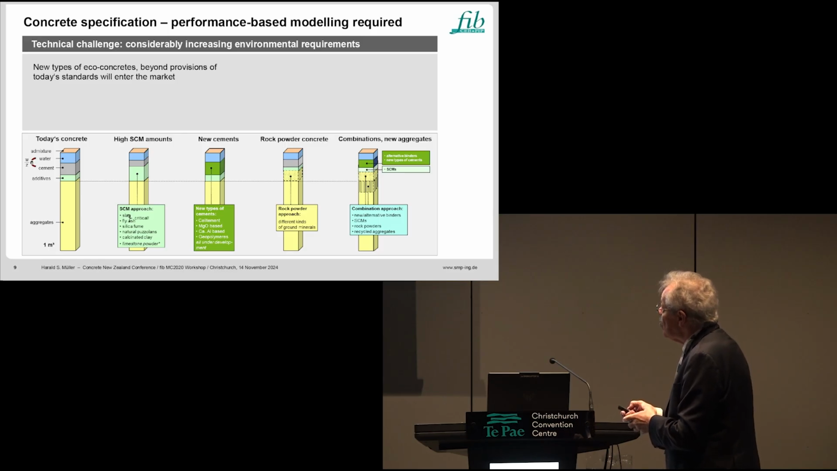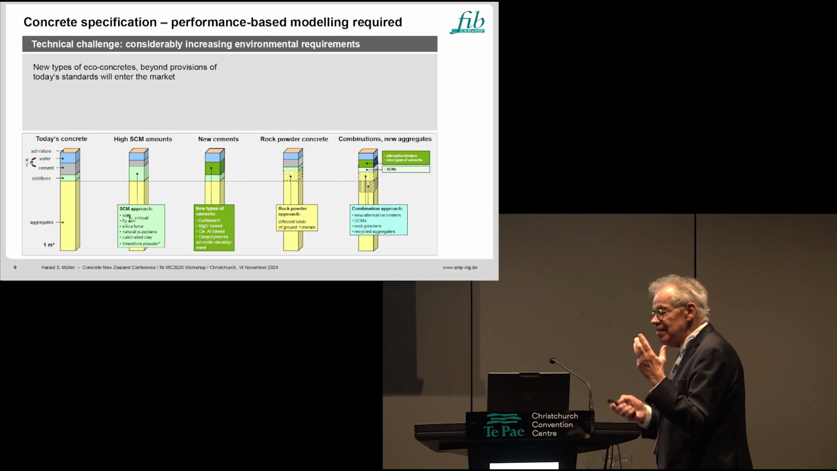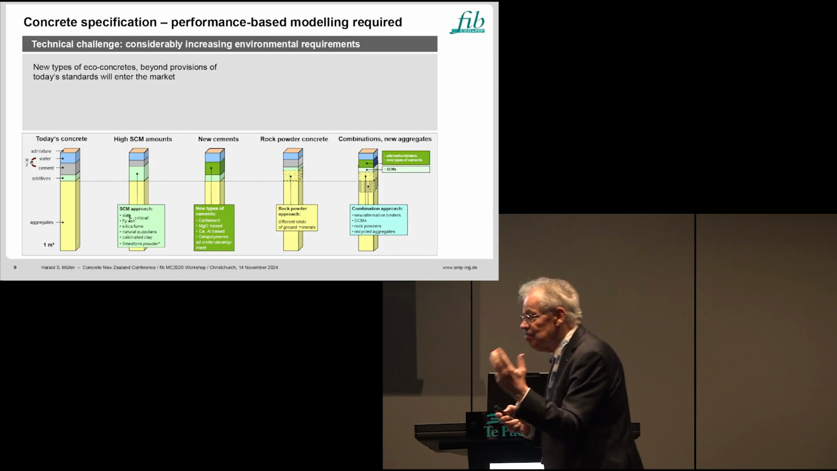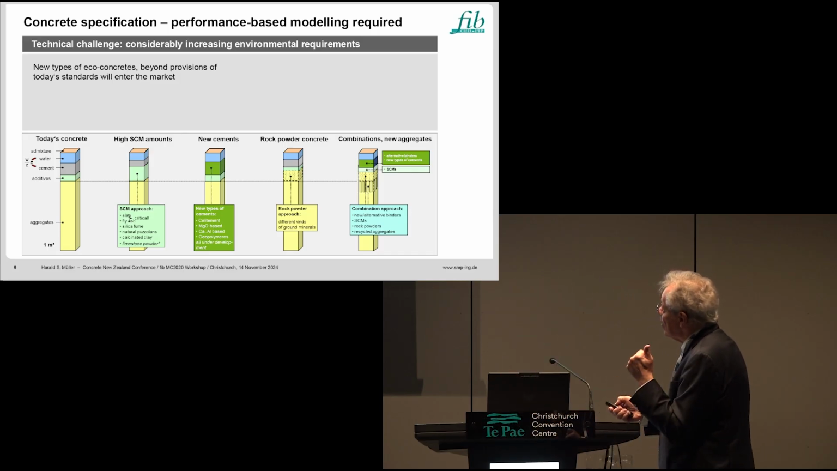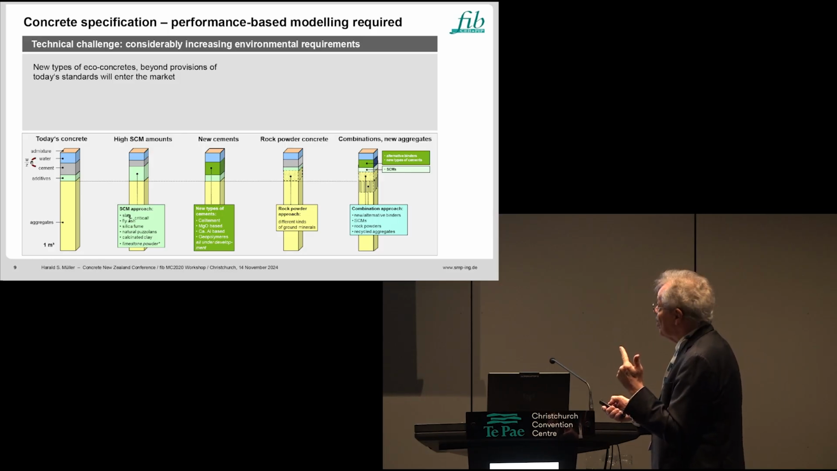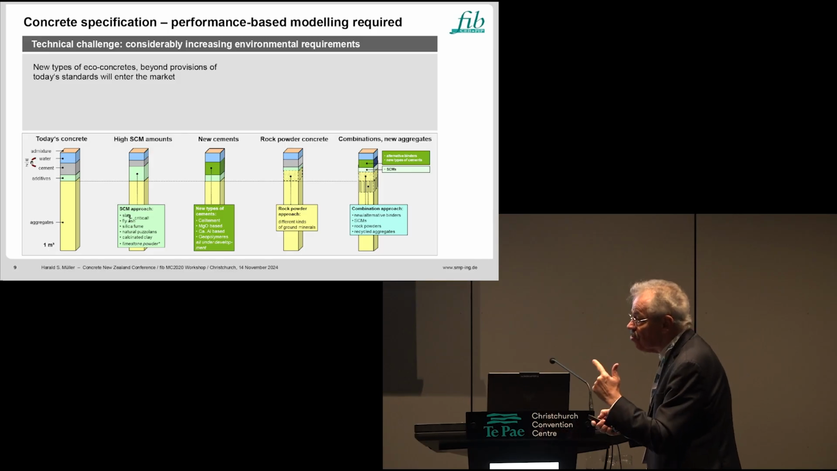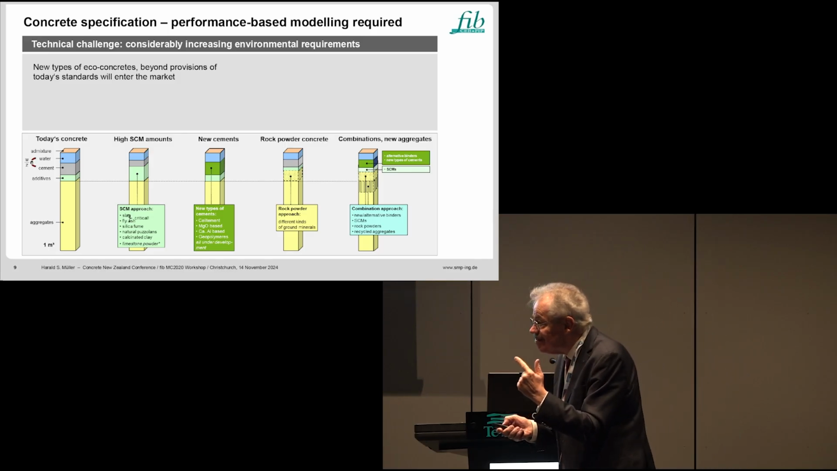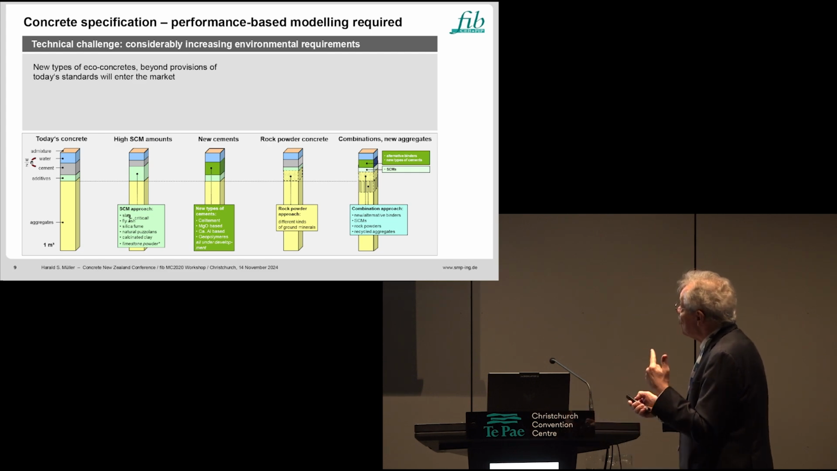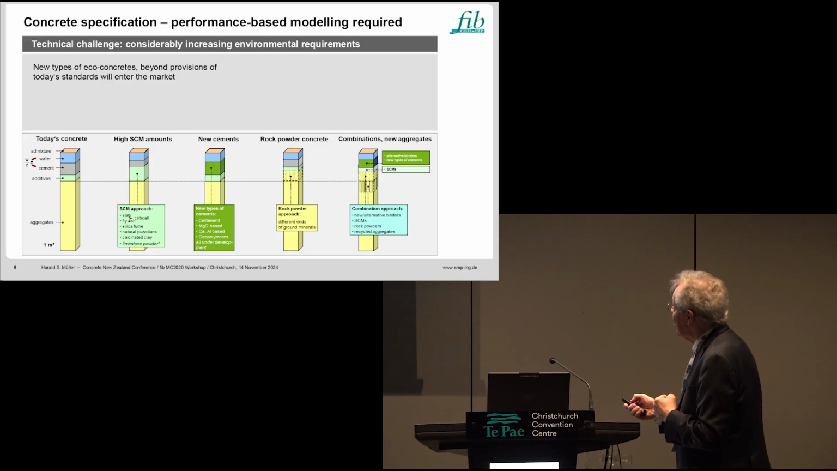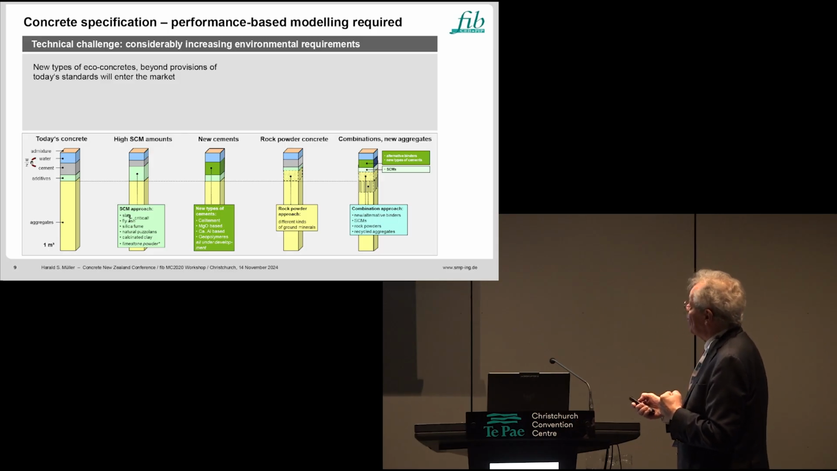So, which are the new concretes? I try to summarize it a little bit, and you can subdivide it mainly into three classes. This is the ordinary concrete of today. Then in the future we have concrete with a high amount of secondary cementitious material. We might have concrete with new cements. I cannot really see new cements in the next 10 years, but there is a lot of research going on. And we will also have rock powder concrete, with a tremendous reduction of the clinker content, and combinations of these.